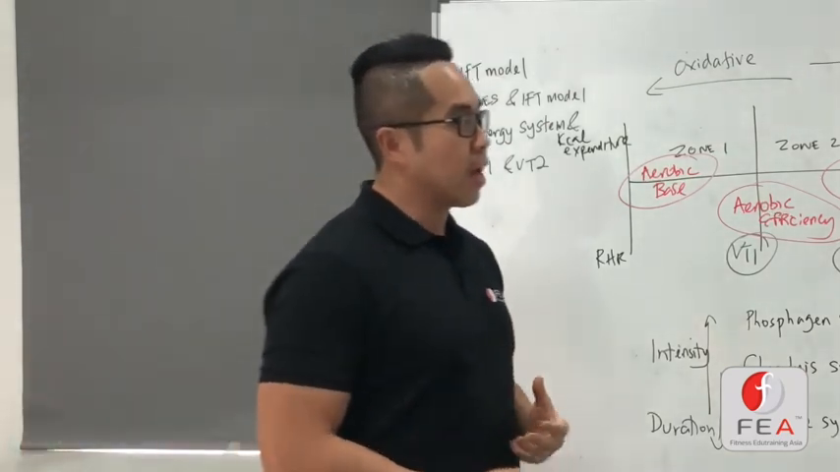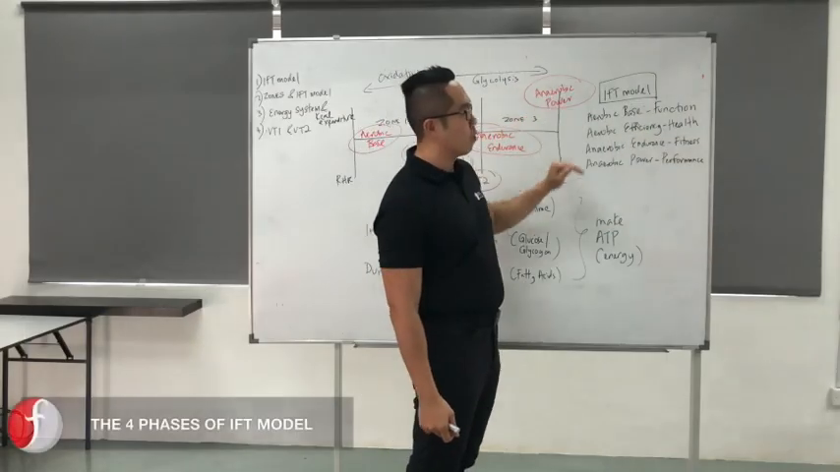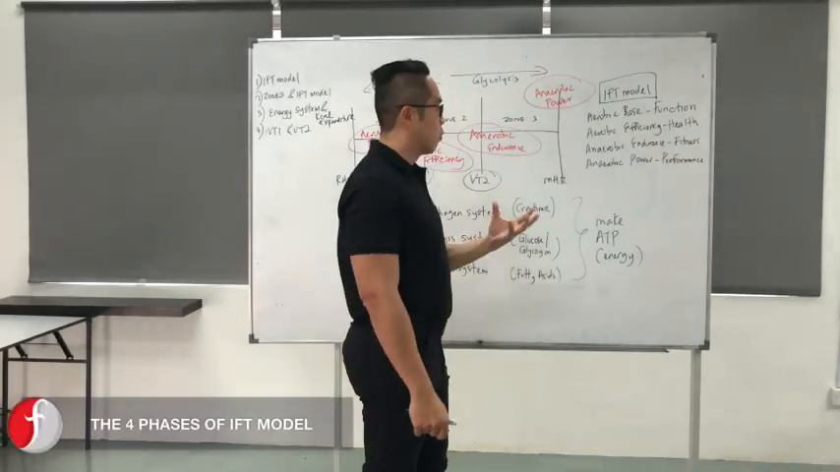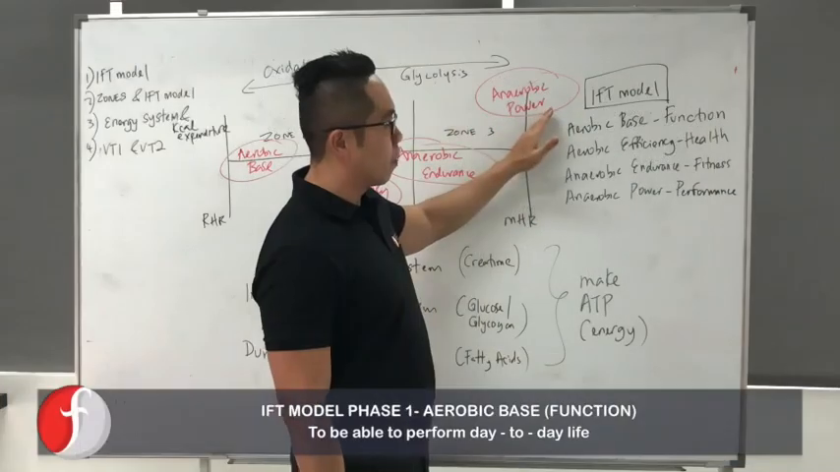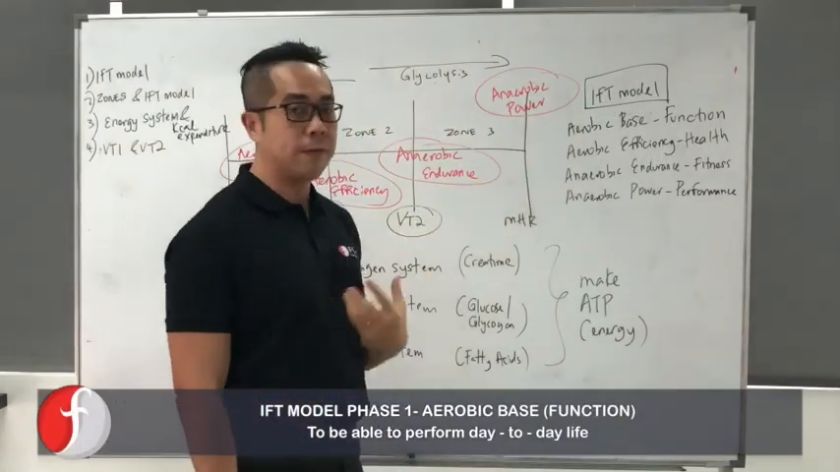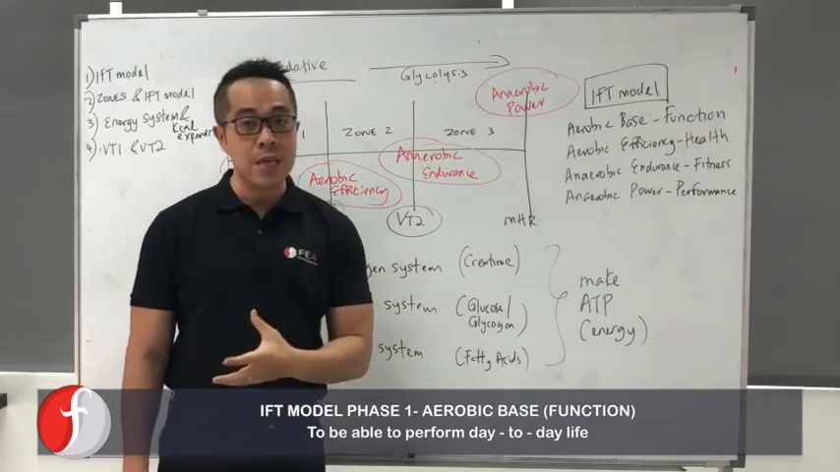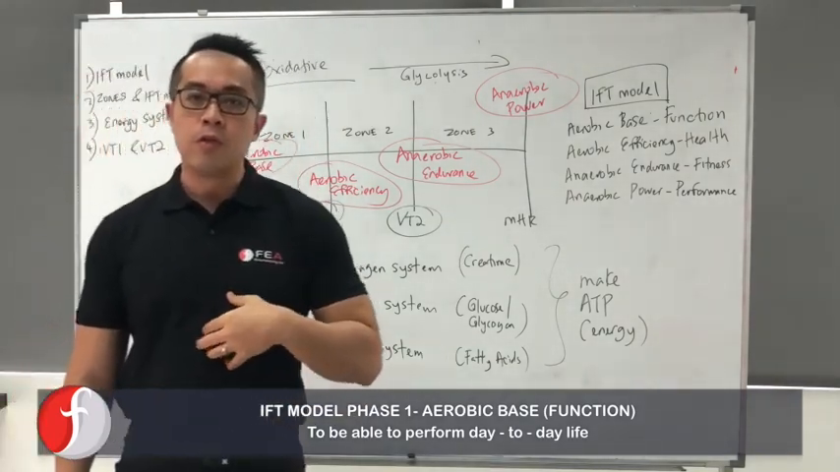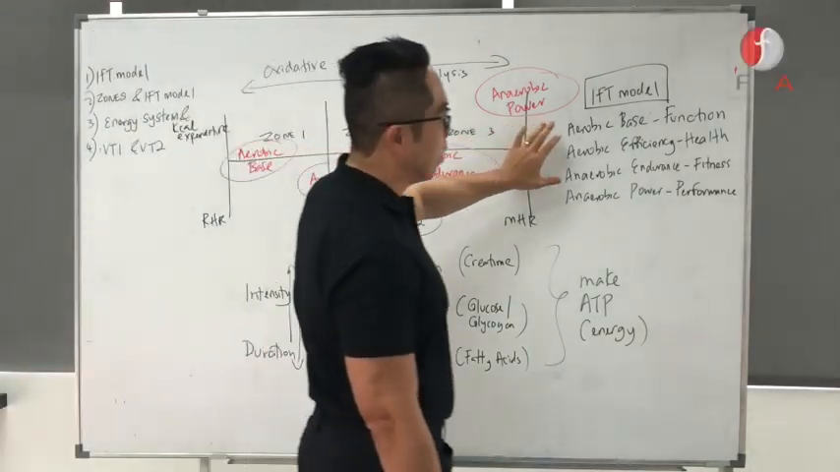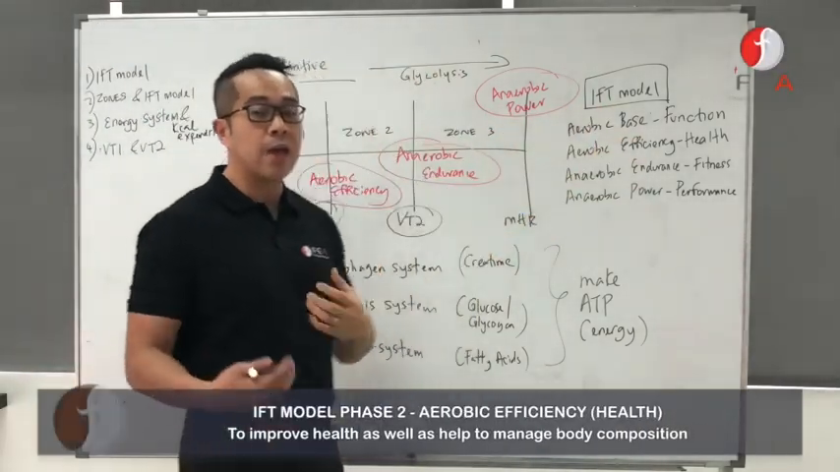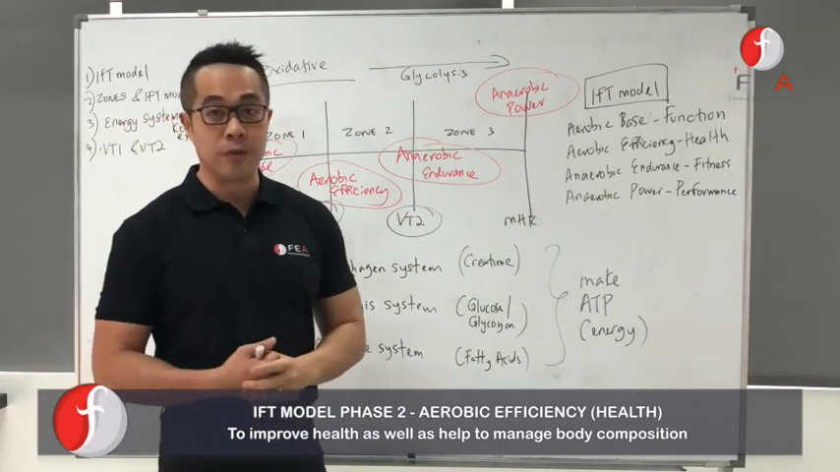Now, if you look at the ACE IFT model, there are four phases altogether, working with clients with different goals. So let's look at this. If you look at the aerobic phase as the first one, it helps to improve function. What function actually means is being able to perform day-to-day life. Number two will be aerobic efficiency. It aims to improve health as well as help to manage body composition.